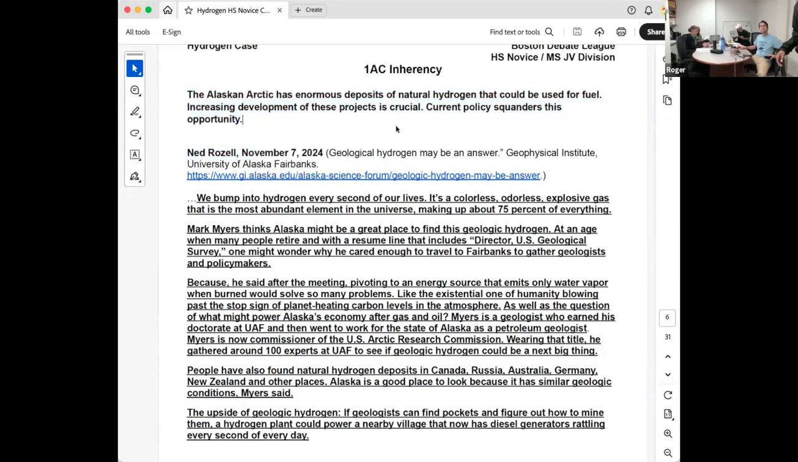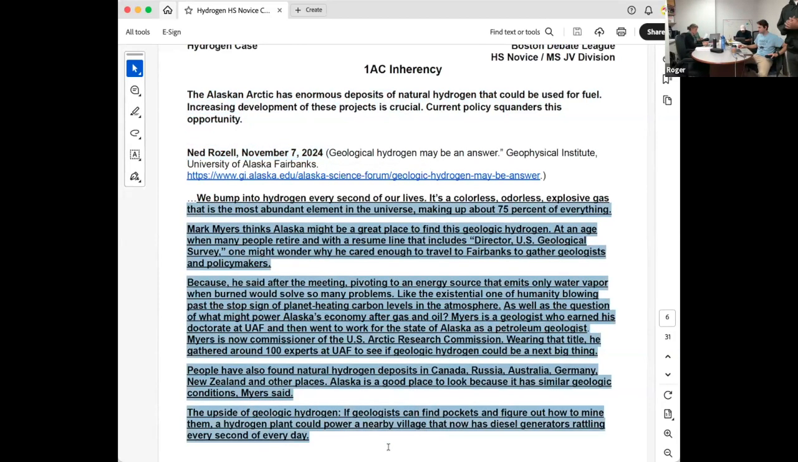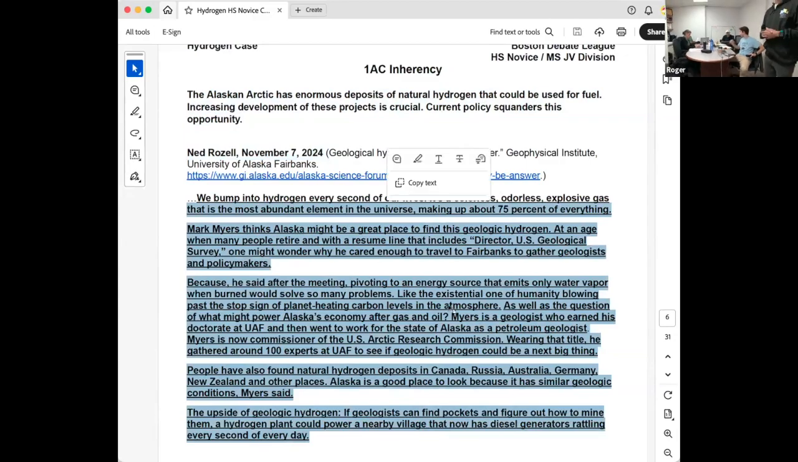Right after the tag, or technically part of the tag as well, would be the author. So I want to make sure I get the author in, which is highlighted. And last but not least, we have the juicy evidence. And the evidence is everything that is below it. A rule of thumb for the evidence is that usually it's good to just read the evidence that people bold and underline.